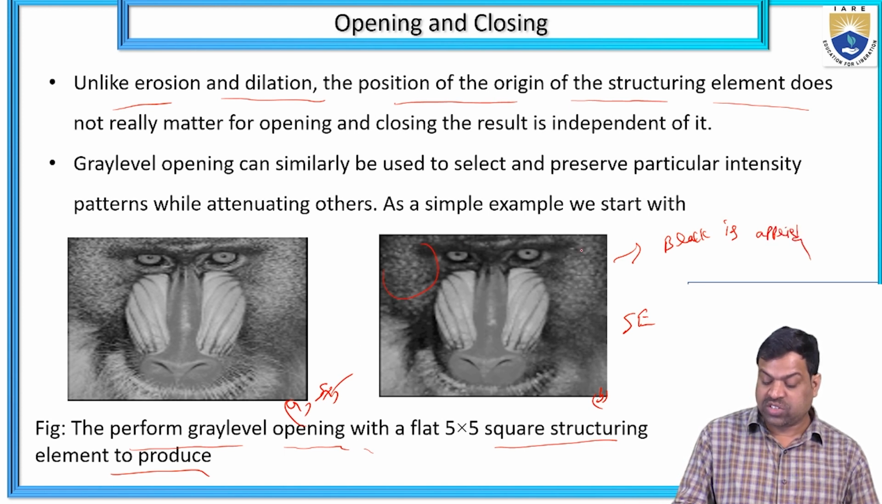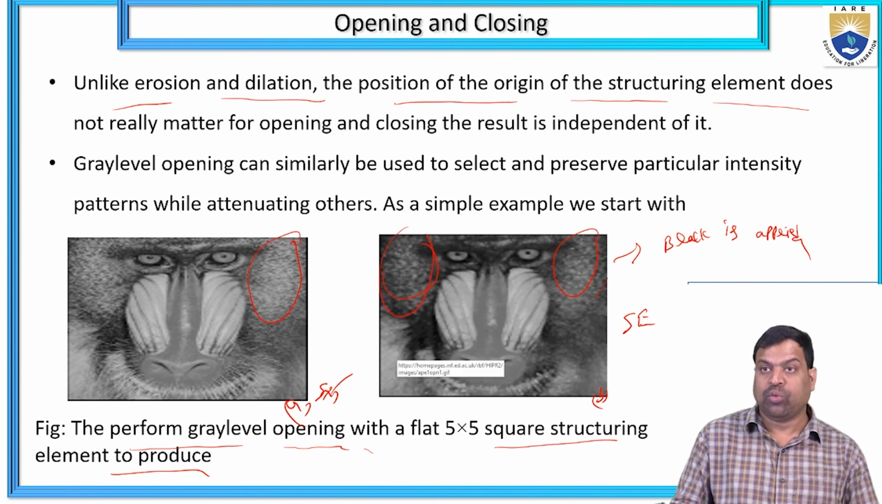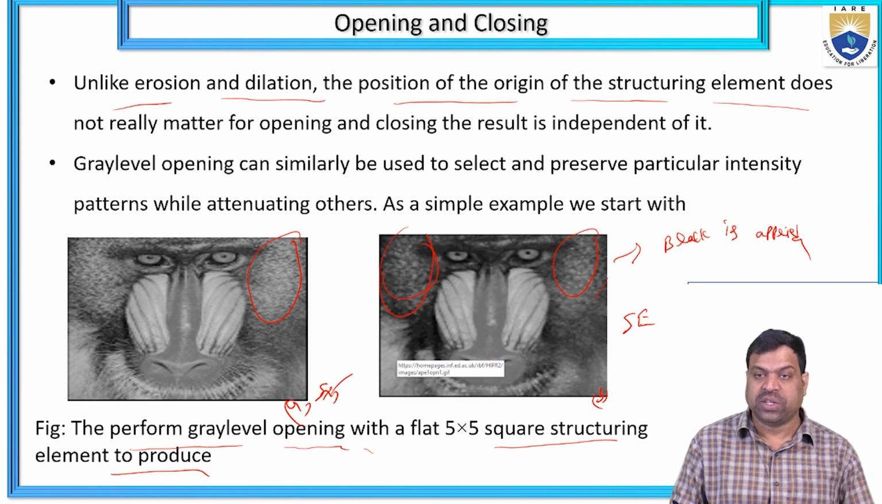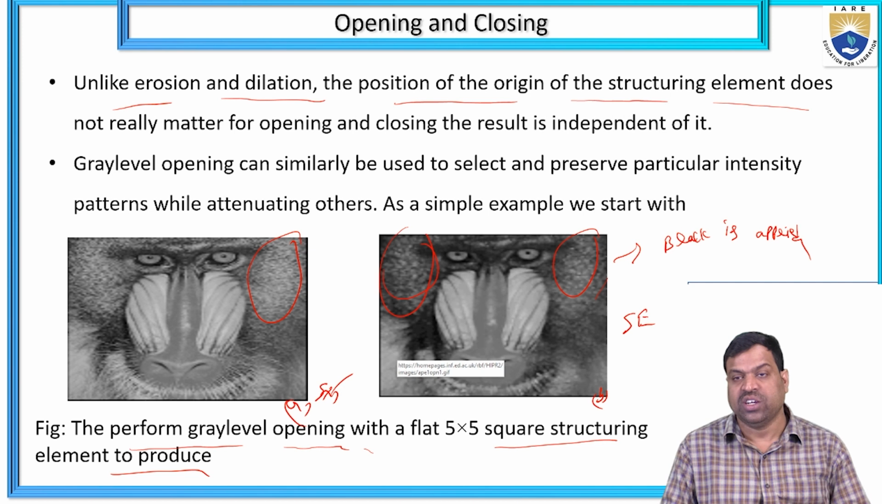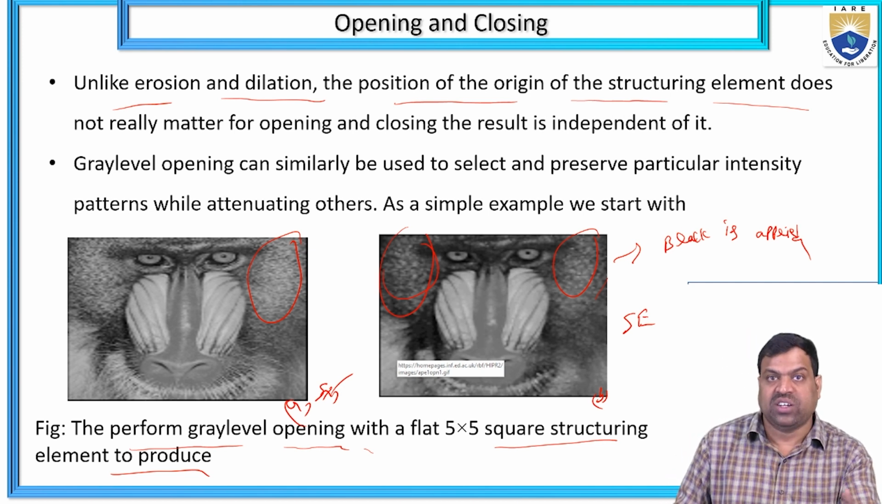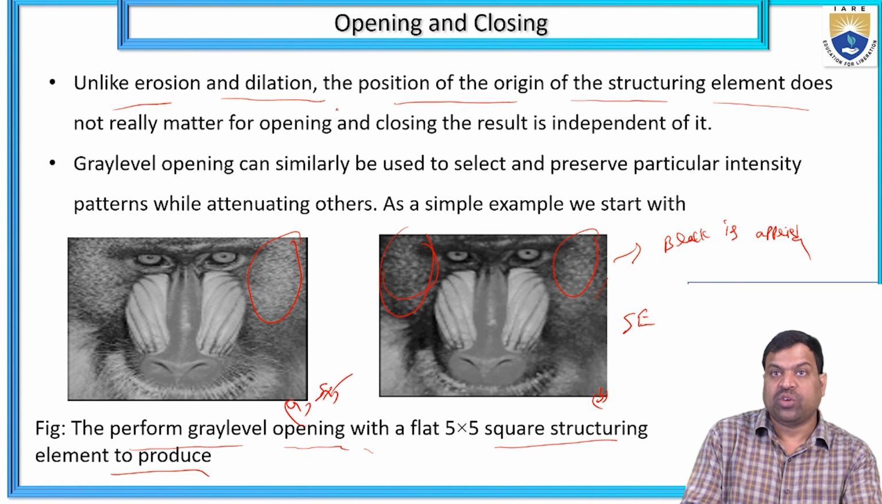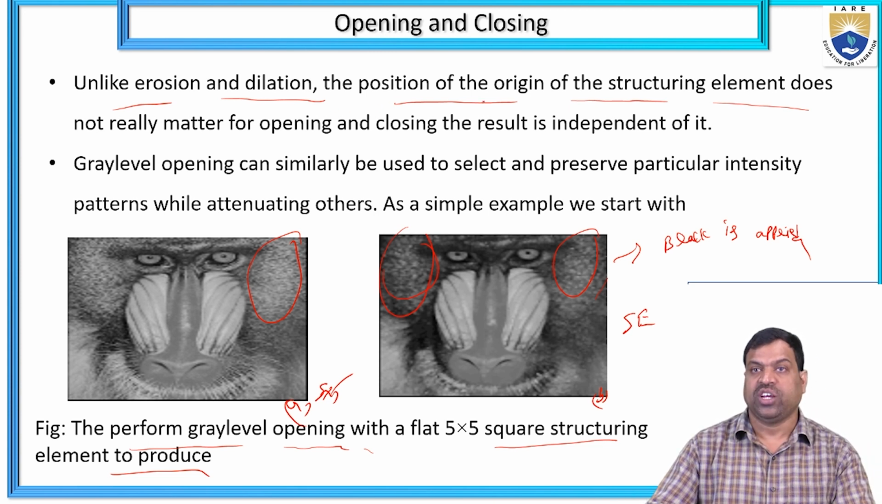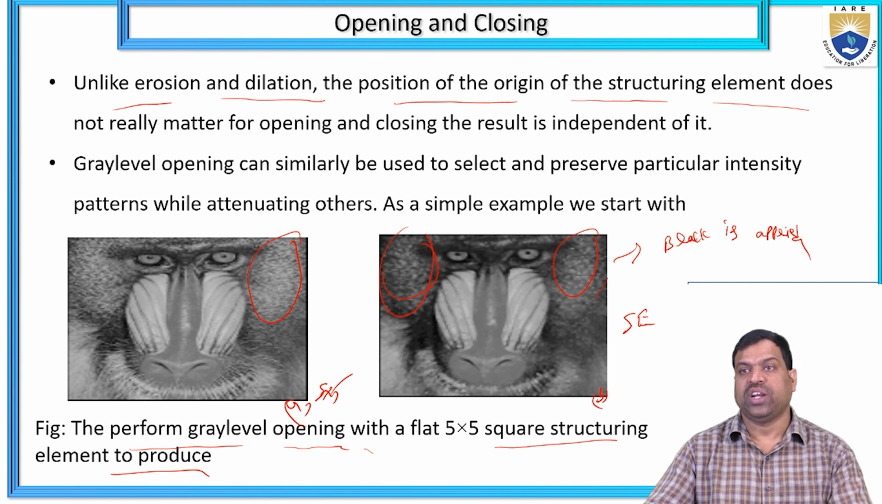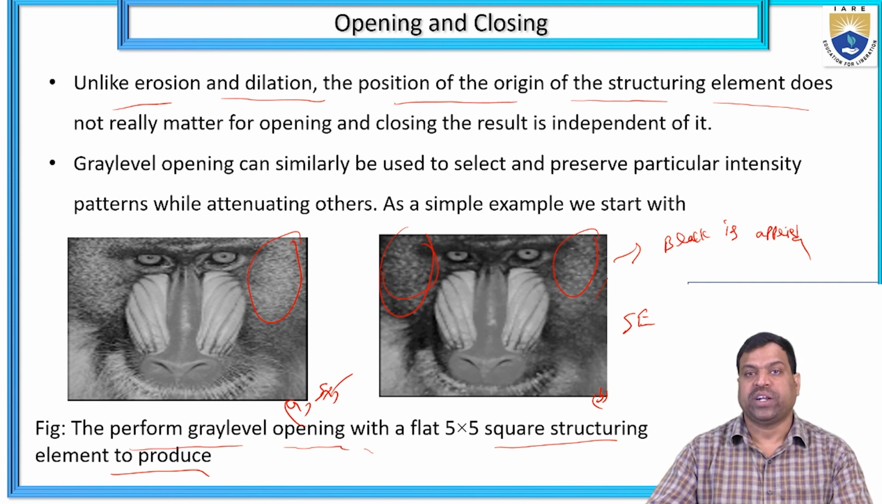Compared to this background, here white is there, and here black is applied. So we are changing the white to black. The pixel sizes are changed with a flat 5 by 5 square structuring element, and the number of blacks is increasing. Unlike in erosion and dilation, the position of the origin of the structuring element does not really matter in opening and closing. The result is independent of it, and gray level opening can similarly be used to select and preserve particular intensity patterns while attenuating others. As a simple example, starting with a 5 by 5 gray matrix opening with a structuring element.